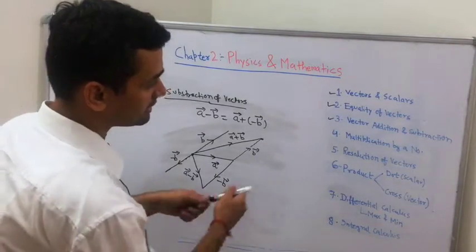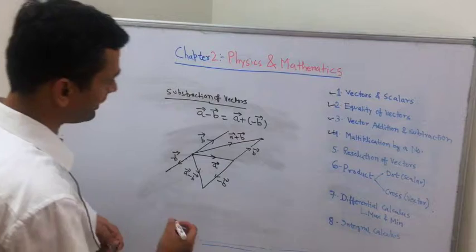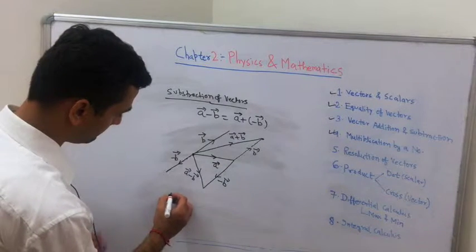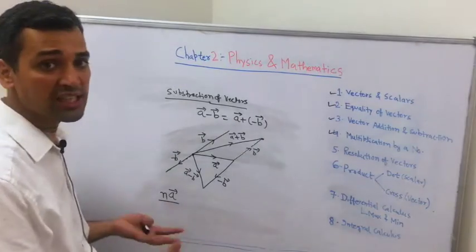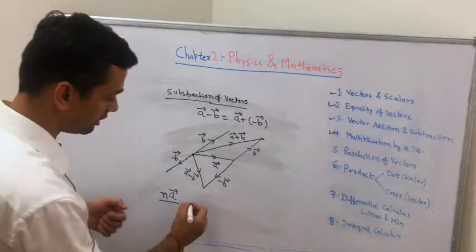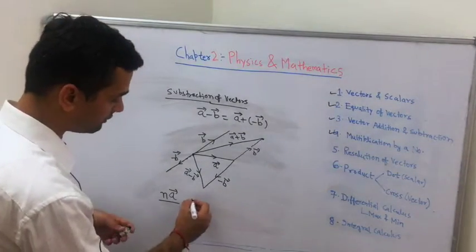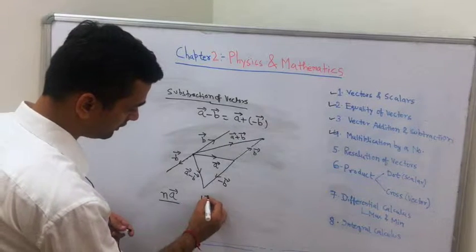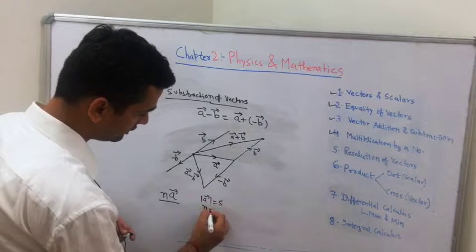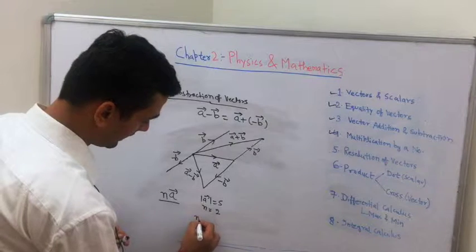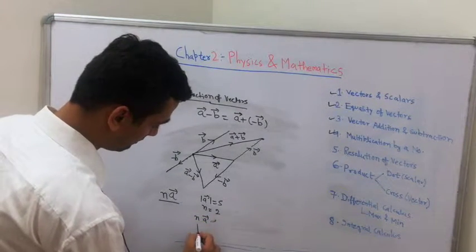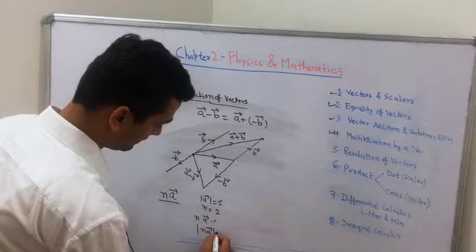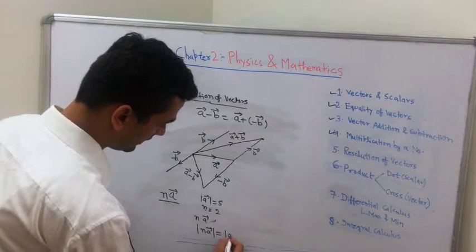Then we discuss multiplication of a vector by a number. If a vector A is multiplied by a number n, the magnitude increases by that factor. So if A has a magnitude of 5, let's say mod of A is 5 and n is equal to 2, then nA simply means that the mod of nA is equal to 10.